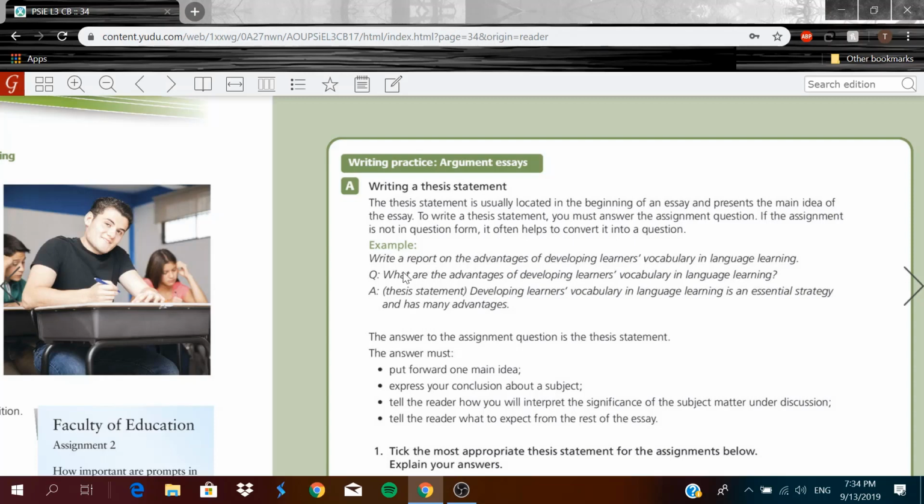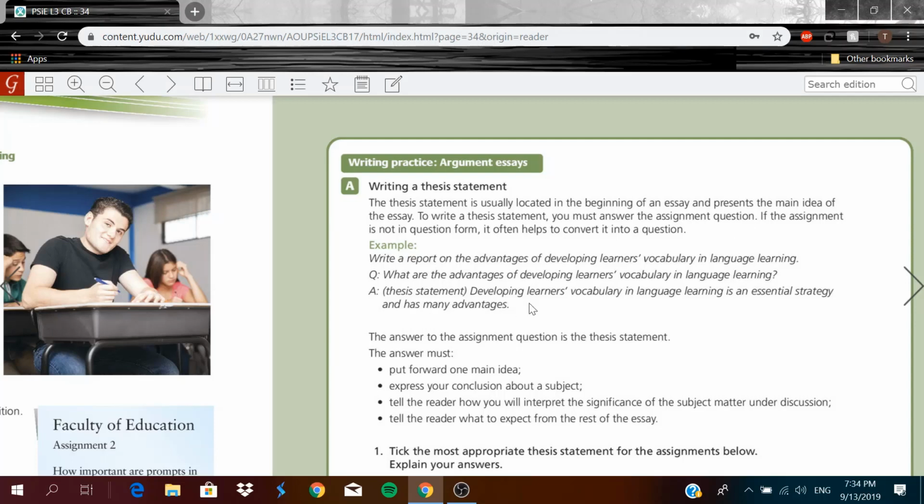So here we have, write a report on the advantages of developing learners' vocabulary and language learning. Okay, so this is just a normal sentence. So how do I change that into a question? Take a look. So if I say, what are the advantages of developing learners' vocabulary and language learning? Now that I turned it into a question, it becomes much easier for me to write a thesis statement about it. So I'm basically rephrasing things, if you get what I mean.